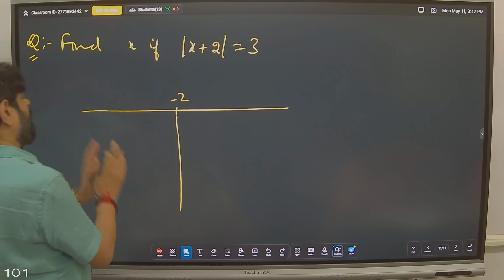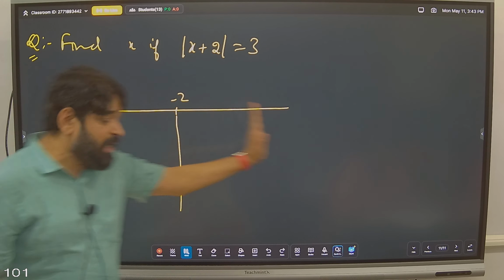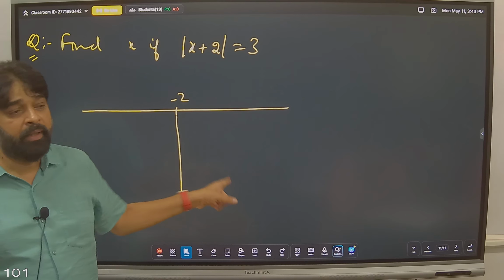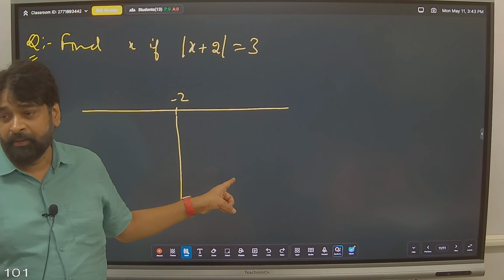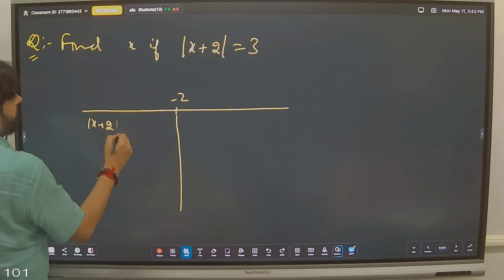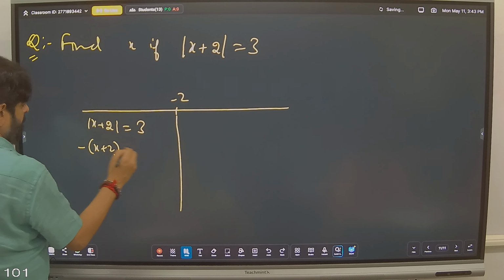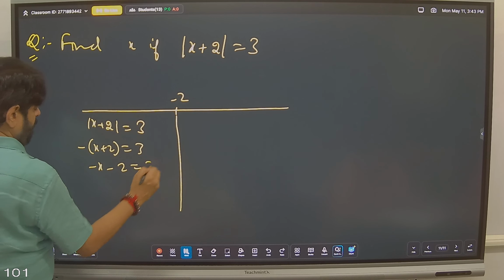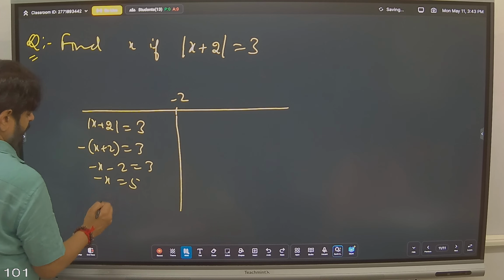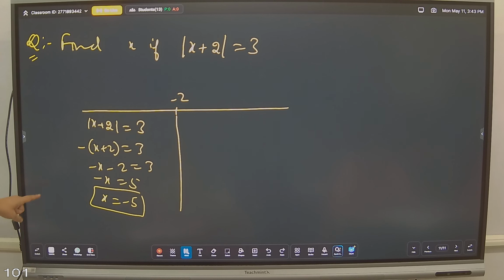I will solve this question before -2 and after -2. Whatever answer comes here should be less than -2, and here whatever answer comes should be greater than -2. Are you understanding? So before -2, the question is this. Before -2 it's negative, so minus of (x plus 2). Minus x minus 2 equals 3, minus x equals 5, x equals -5. Is it before -2? Yes, it will be accepted.